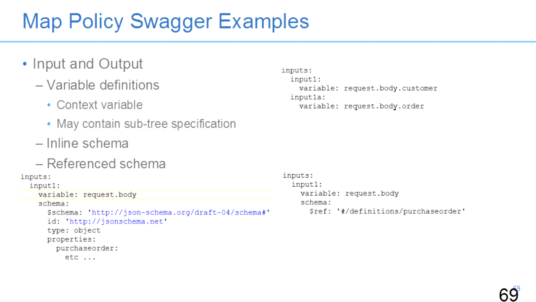So inputs and outputs. We showed in the UI how you specified that. This is pretty much what the basics of the inputs and outputs will look like. They can be just request.body, as is shown in the lower examples. They can have additional subtyping, so they could say within the request.body, the actual payload that came in, I'd like to just have input 1 be just the customer object within that. I could have input 1A, which would be just the order object within the actual request body.